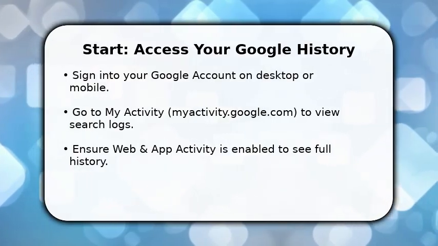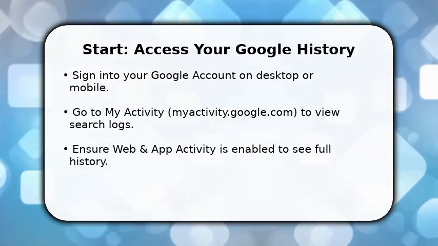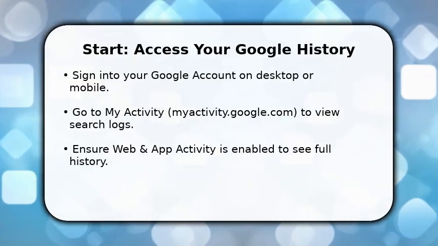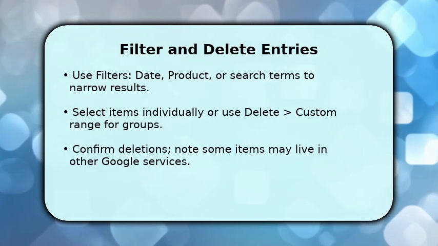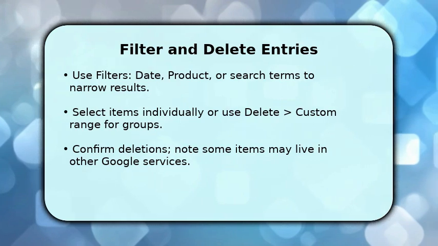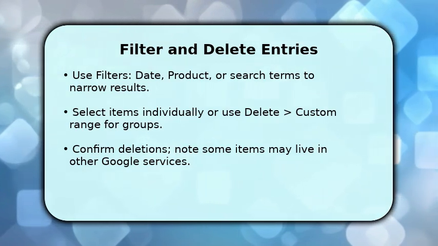Use the search box or filter by product to locate the exact search entries you want to remove and prepare to delete them. Once you've filtered results, select items you want to remove. You can pick single searches or check many at once.